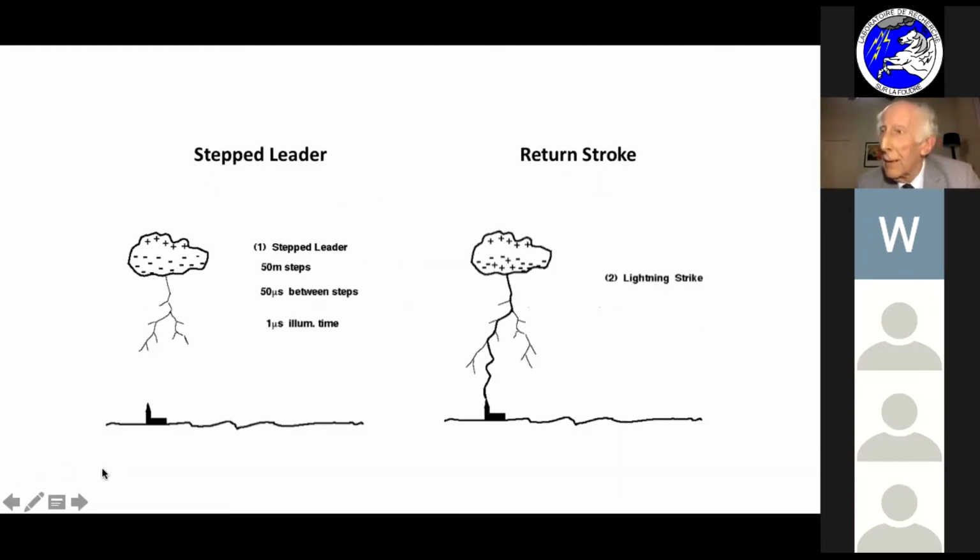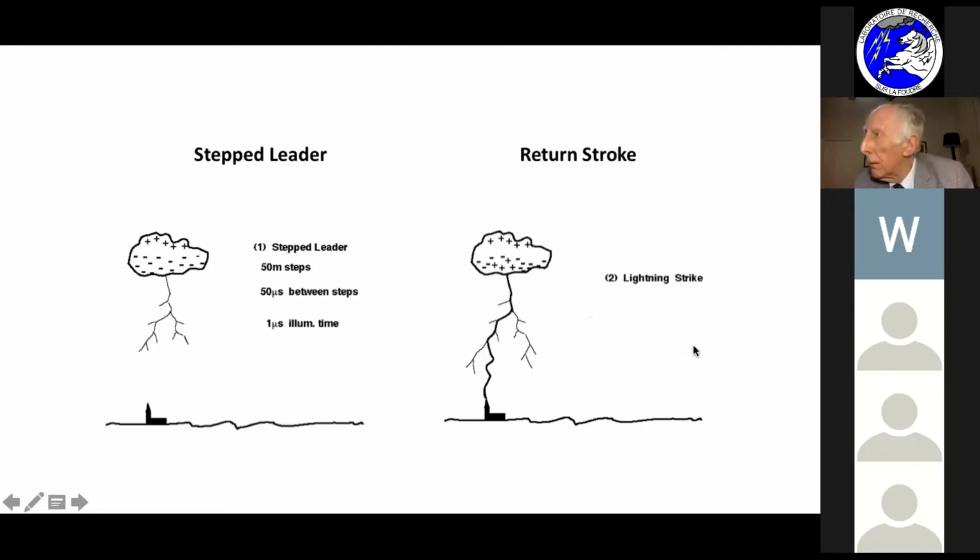This slide illustrates a cloud which is charged up to a high voltage, and one gets these streamers or leaders coming from the cloud branching out. And when one of them hits something tall on the ground, be it a flagpole or a cathedral spire, you get a return stroke.